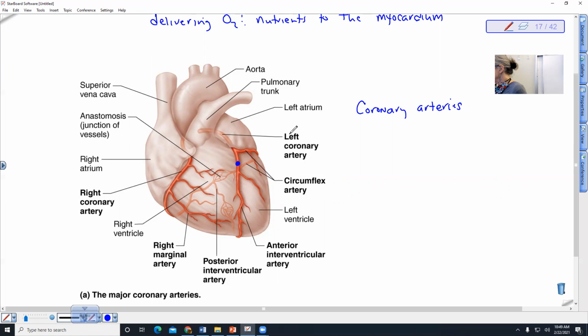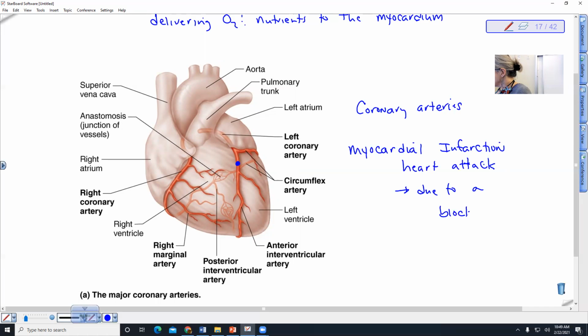So when we have a blocked artery, this can lead to what is referred to as the myocardial infarction. So this is a heart attack. So this can be due to a blocked coronary artery.